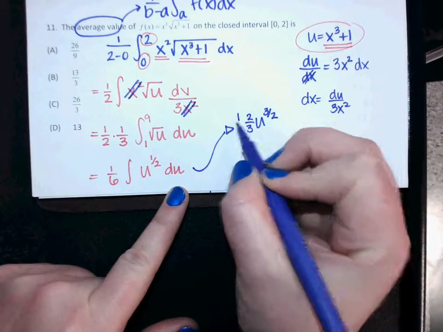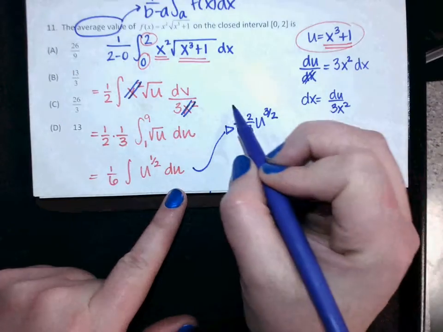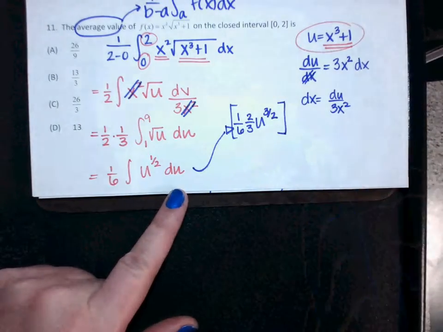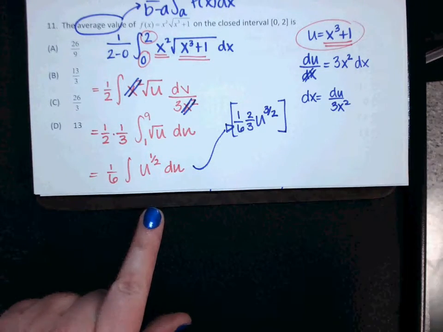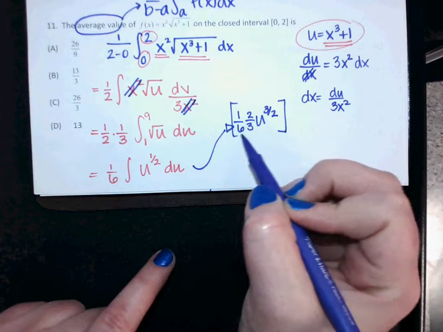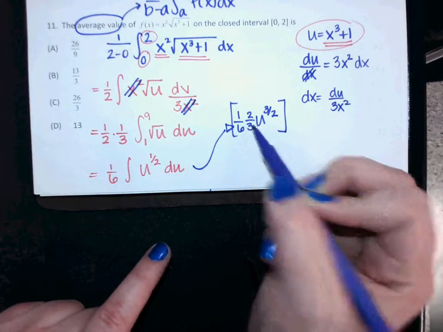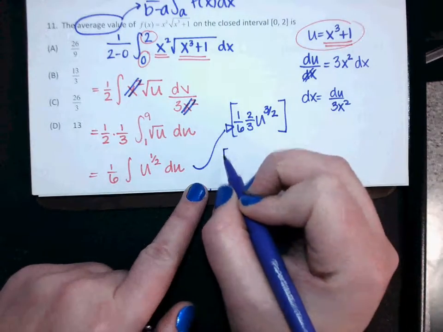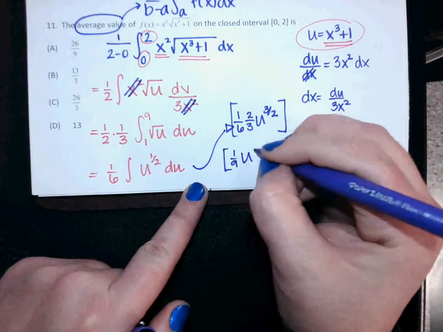But I already had a 1/6. Okay, I'm going to reduce that fraction before I plug in my endpoints. So on top, 1 times 2 is 2. 6 times 3 is 18. So if it's 2 over 18, that's the same as what? 1/9. And then it's u to the 3/2.